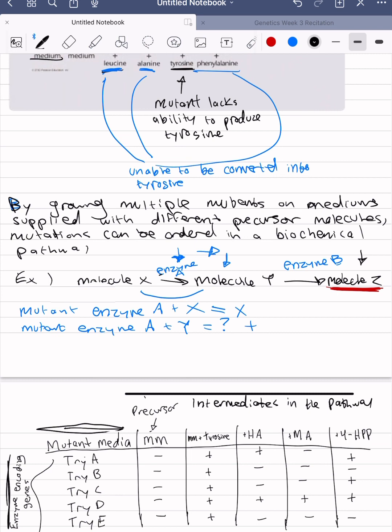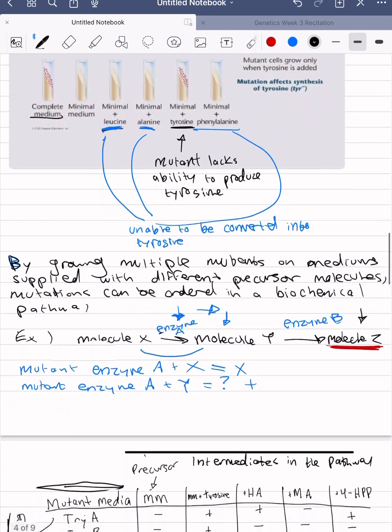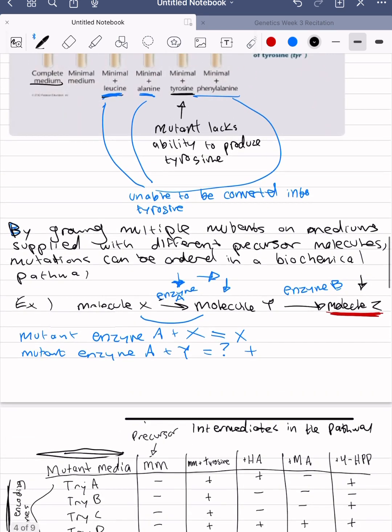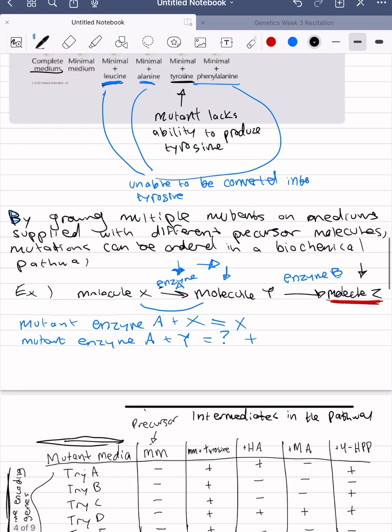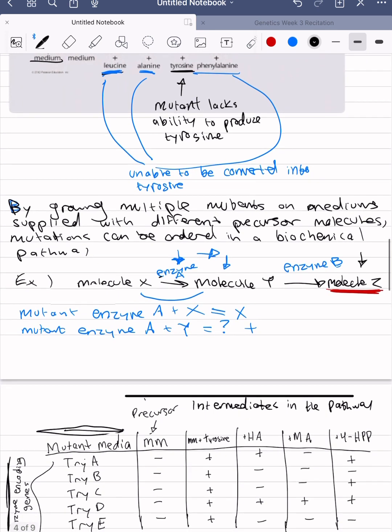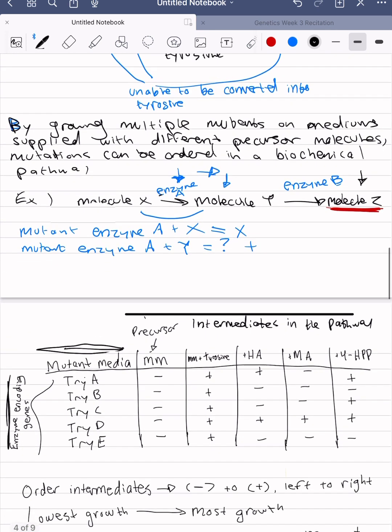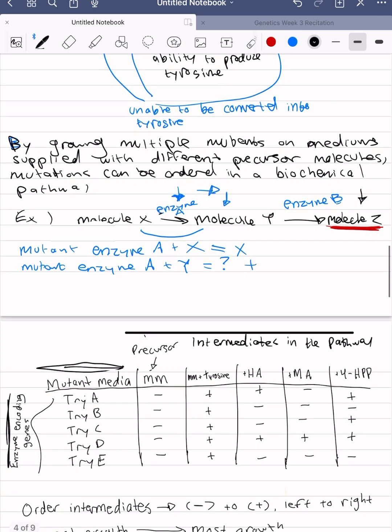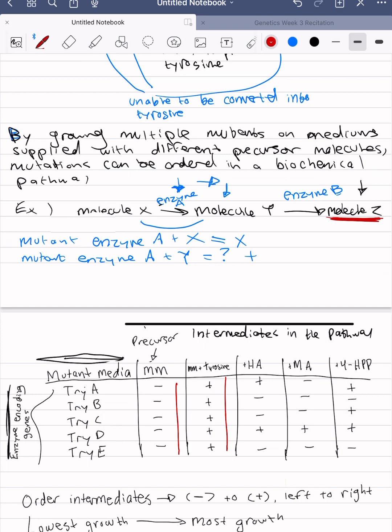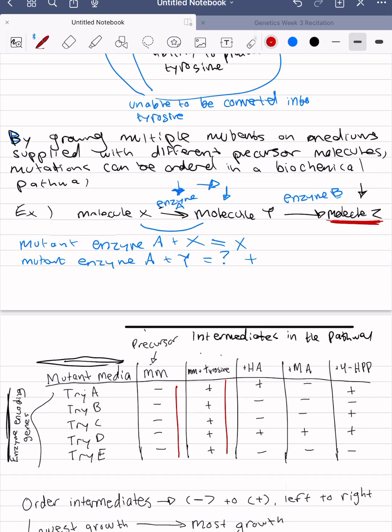Now, what you're supposed to do with this is try to organize this into a biochemical pathway, as we did up here with molecule X, Y, and Z, and the enzymes. So what you would do is order the intermediates from minuses to pluses, left to right, from lowest growth to most growth. So you would go around and read that minimal media had the least amount of growth, tyrosine had the most amount of growth, and we'll put this all the way on the right side, and we'll put this right here all the way on the left side.